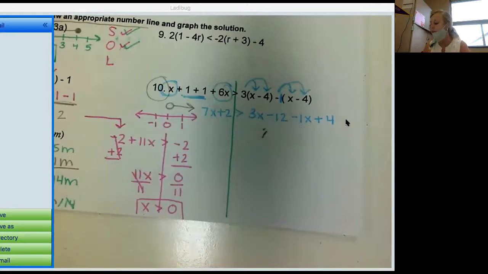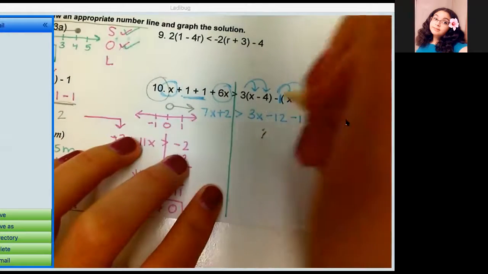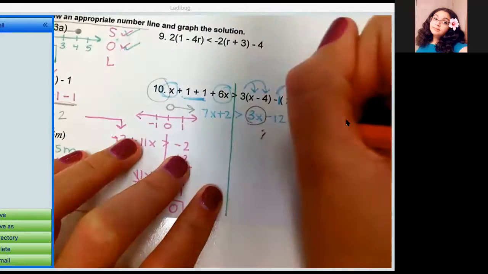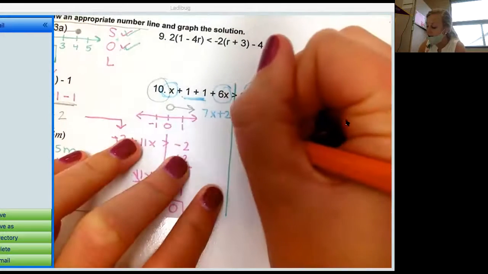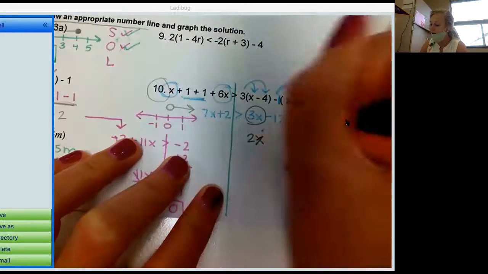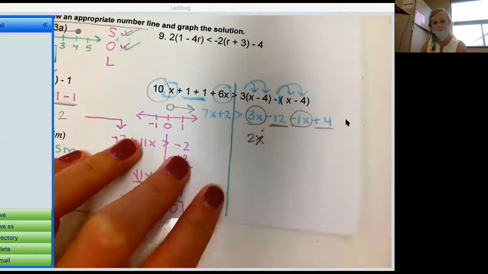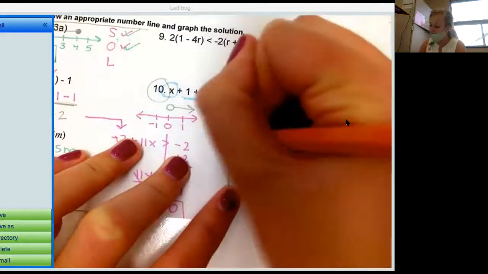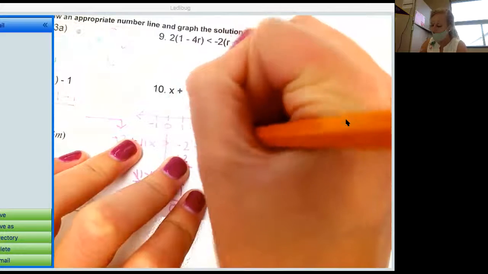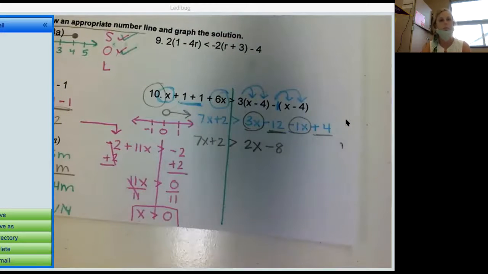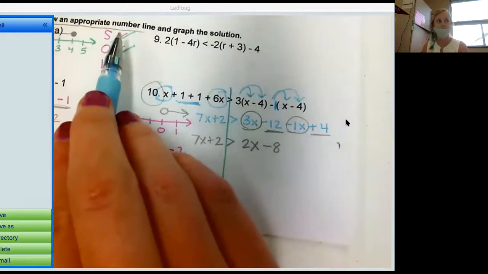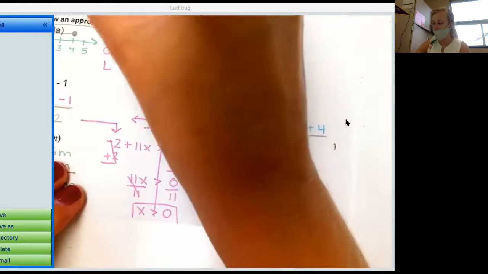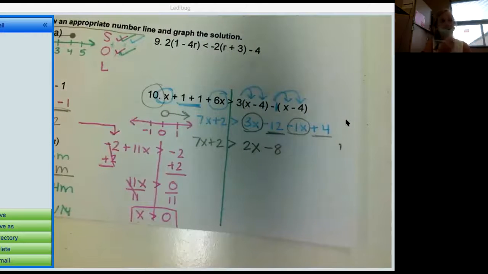Okay, what do we got? 3x and -1x. Okay, so 3x minus 1x gives me, good. And then -12 plus 4? -8, excellent. And bring down the 7x plus 2. Are we done with the same side simplify? Okay. So now the O means what again?